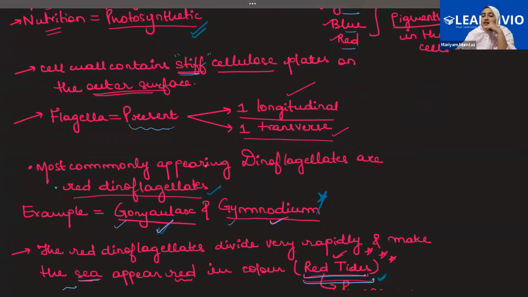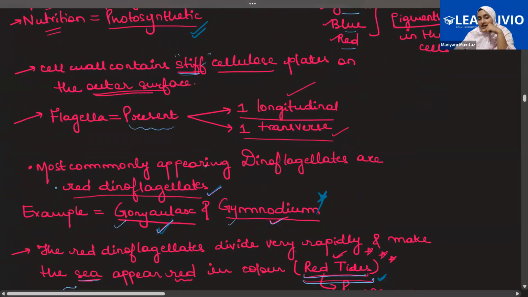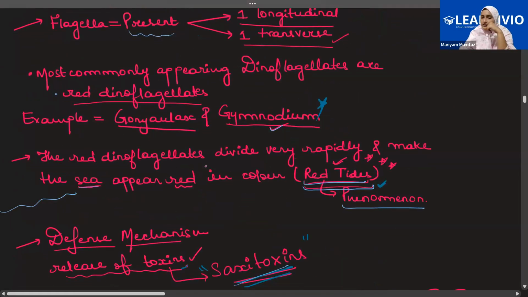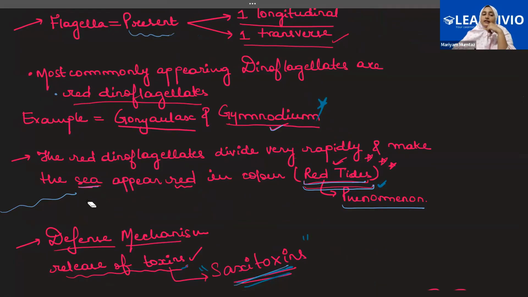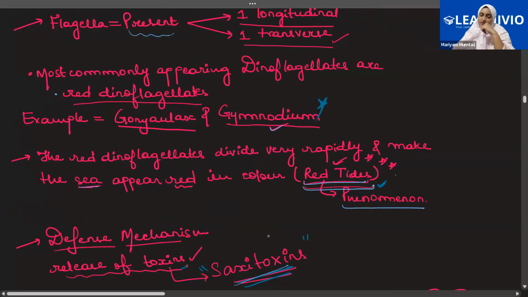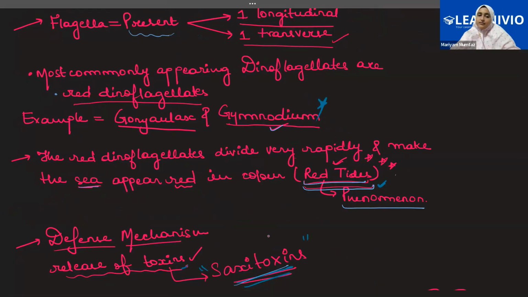Now, the most commonly appearing dinoflagellates are the red dinoflagellates, the examples for which are Gonyaulax and Gymnodinium. Gonyaulax and Gymnodinium are red in color because of the pigment phycoerythrin that is there. Now, the red dinoflagellates divide very rapidly and make the sea appear red in color. This phenomenon is known as red tide. Many a time this can also be asked: the red tide is caused by which organism? You should know that it is caused by the red dinoflagellates, that is Gonyaulax and Gymnodinium.